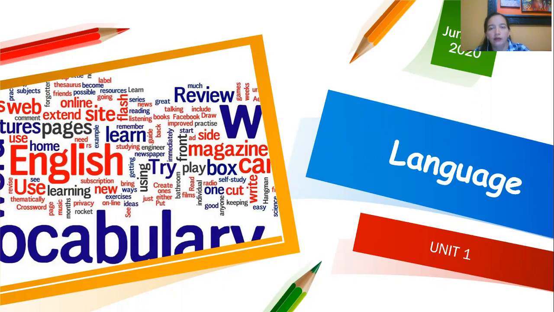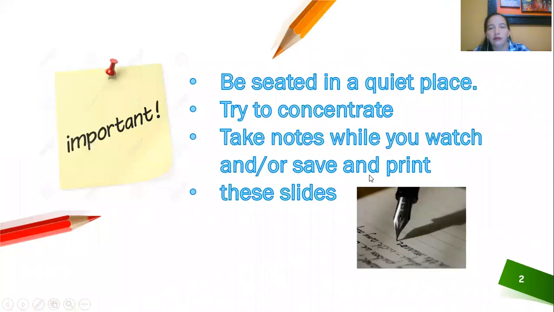Before we start, it's important, please, that you remember the following. First, be seated in a quiet place. Try to find a place where you can concentrate, no distraction, no people around. Another important thing, you can take notes, you can use a notebook, you can use a folder, or if you want, you can keep this information in a digital folder, or you can print it at any time you want, okay? So if you have that ready, we can go on.